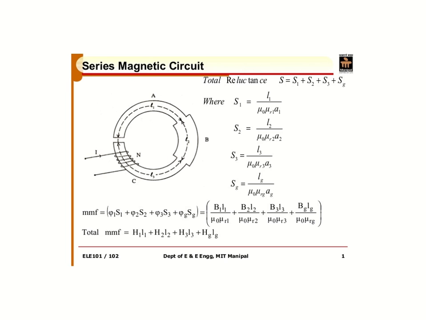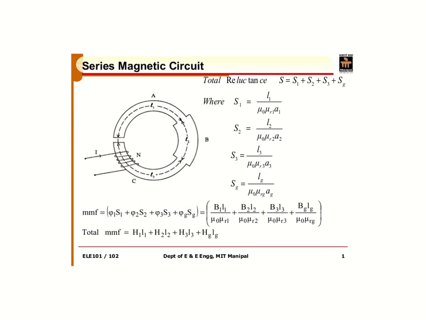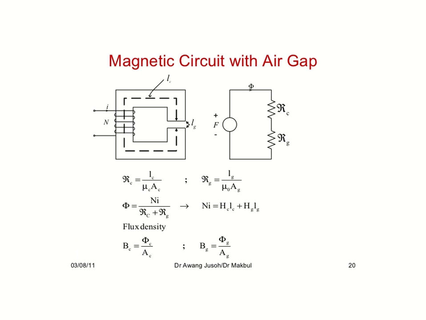Next we can see the series magnetic circuit. A series magnetic circuit may be in two forms. One is in rectangular form. A question may be asked in rectangular form or in circular form. In the case of the rectangular form, this is the series circuit, meaning there will be two reluctance paths. What is a series electrical circuit? That is two resistances in series. Here there will be two reluctances in series.